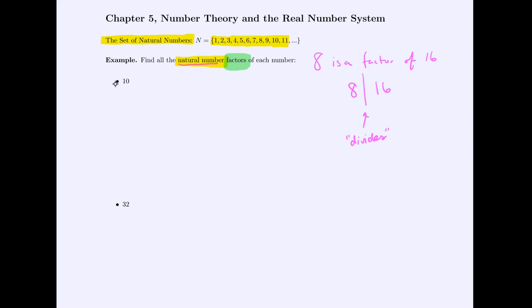So first of all, if we're trying to find the natural number factors of 10, we know it's not going to include any numbers larger than 10. So whenever you're looking for the natural number factors, you always look at the number and then smaller than it. And it happens that these natural numbers come in pairs. In order to divide a number, it has to be multiplied by some other number.